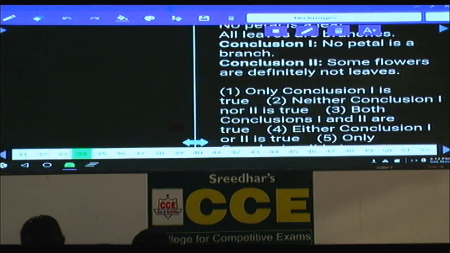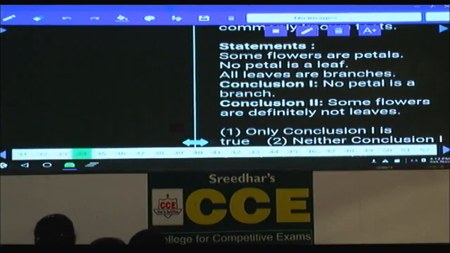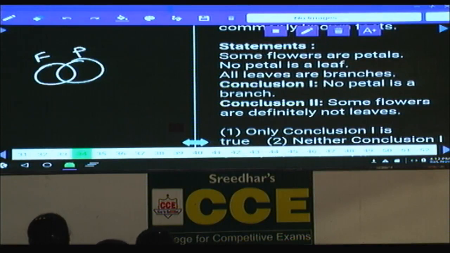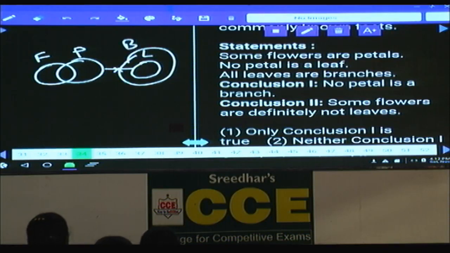Then question number 34. Some of the flowers are petals. Some flowers are petals can be written like this. And no petal is a leaf, no intersection between petal and leaf, and all leaves are branches. Then the first one, no petal is a branch, is definitely true as of now. And some flowers are not leaves. As of now, no flower is a leaf, so some flowers are not leaves is also true.